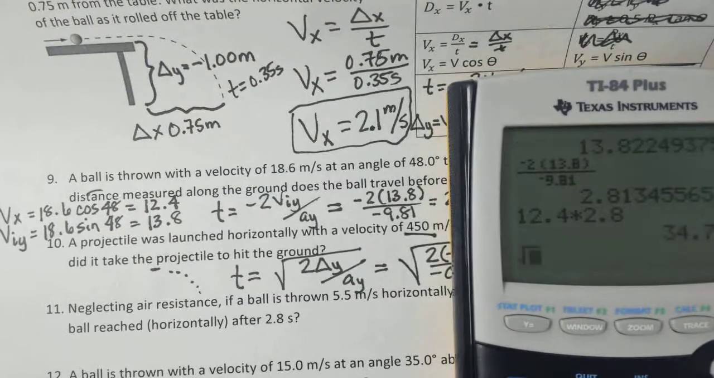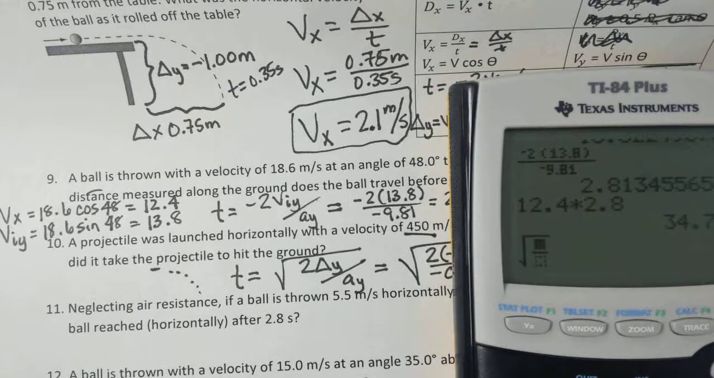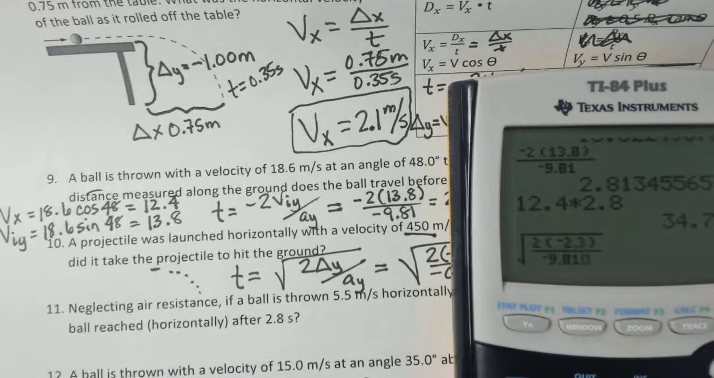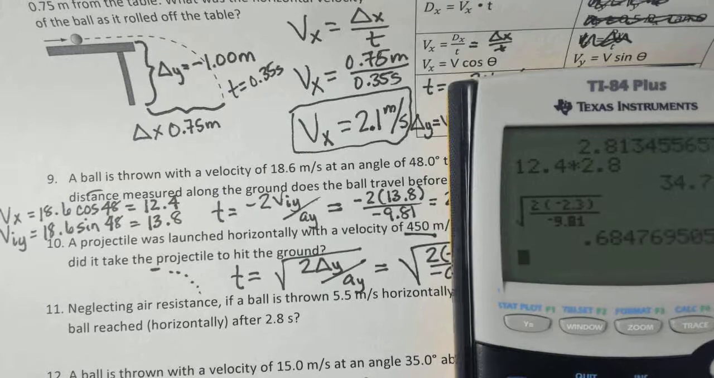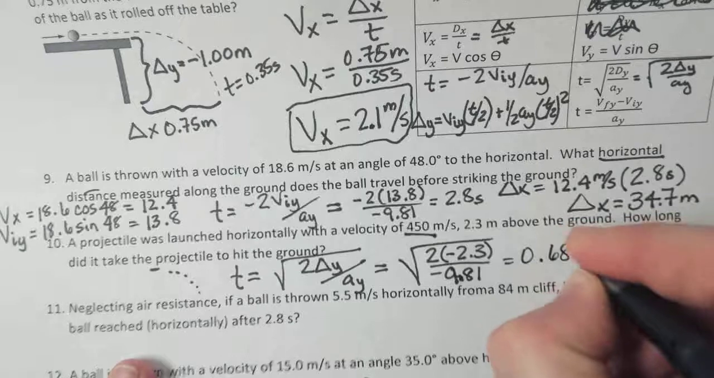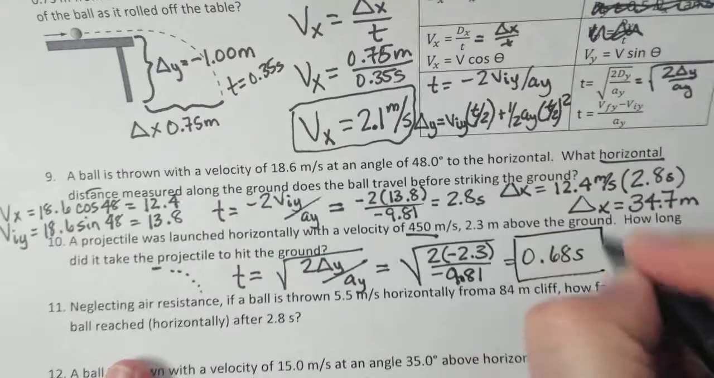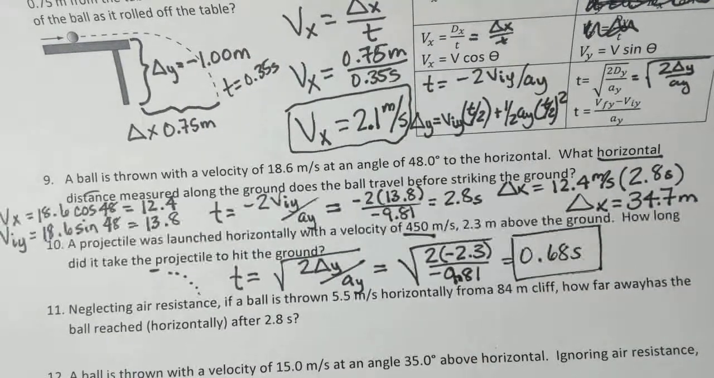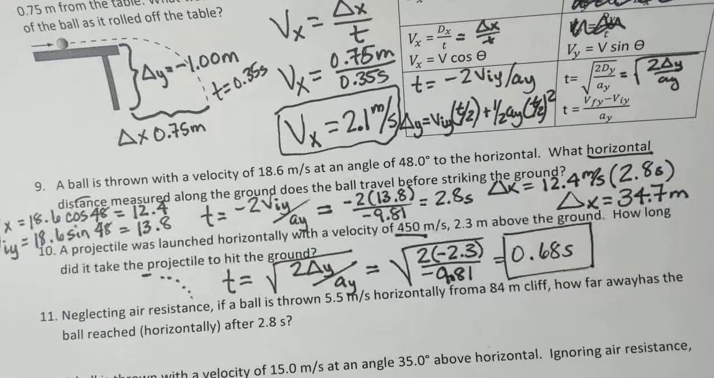So square root, delta y equals, enter, 2 times -2.3 divided by -9.81. You got 0.68. 0.68 seconds. And that's the answer.